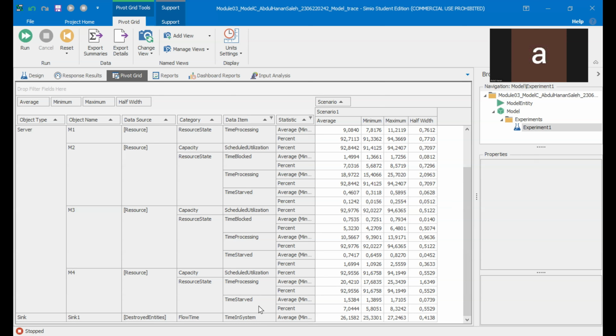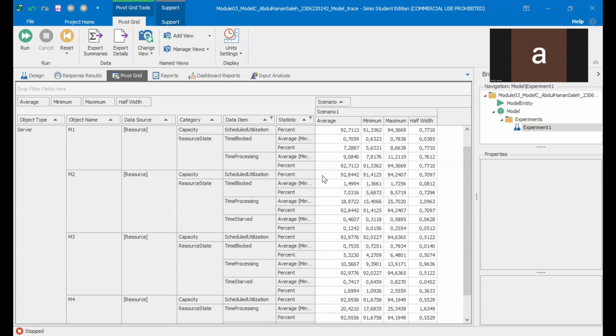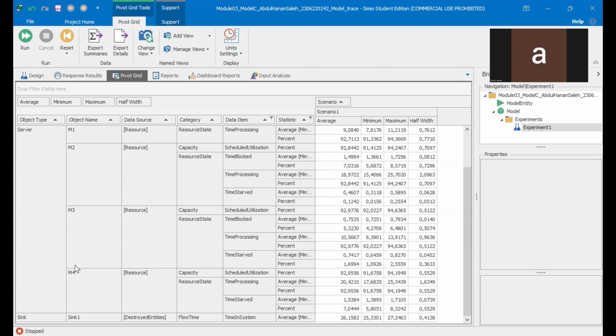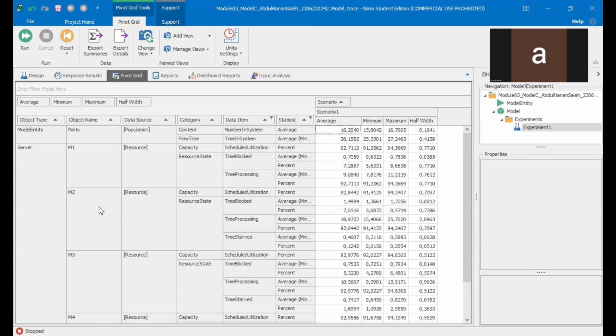M4 has a very high percentage of time starved. And M2 and M1 have a very high time blocked percentage. That means some of the buffer that could go between M3 and M4 could be redistributed to between M1 and M2 and M2 and M3.